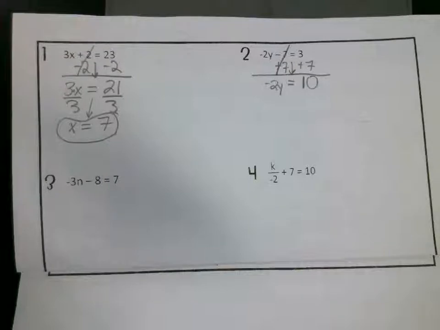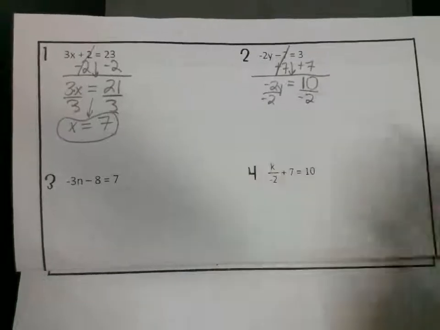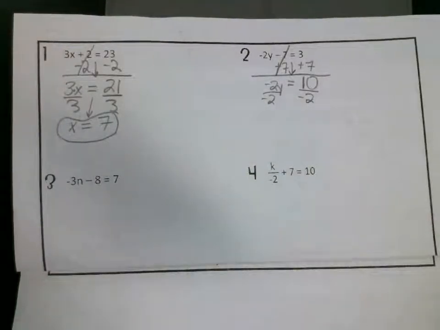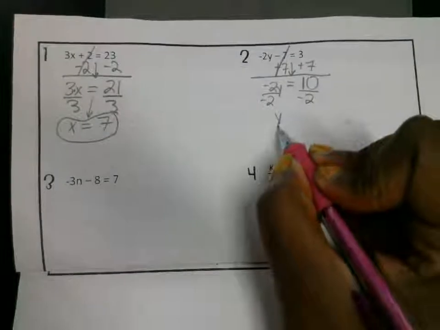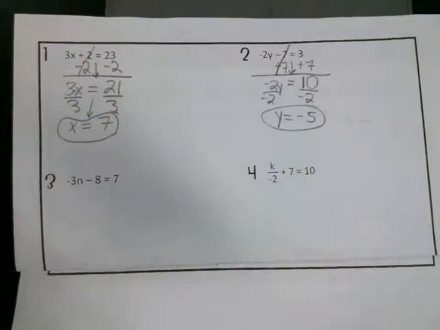Now what are we going to do to get rid of the -2? You have to divide. Divide both sides by the -2. Y is equal to -5. Very good. See if you can do 3 and 4 on your own.